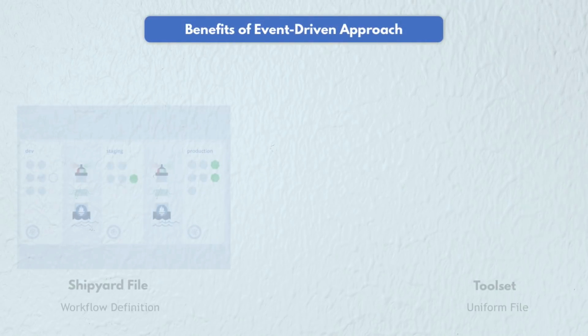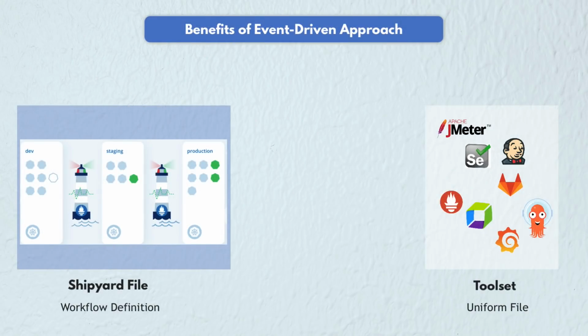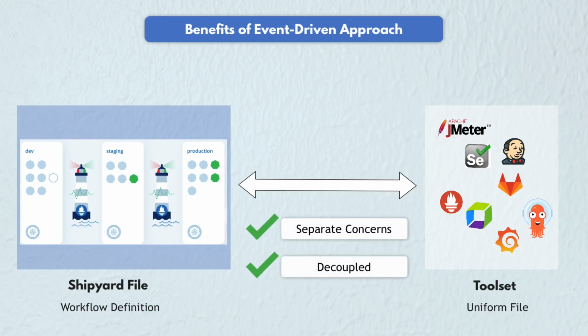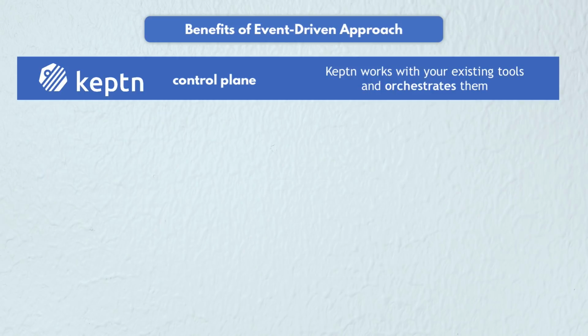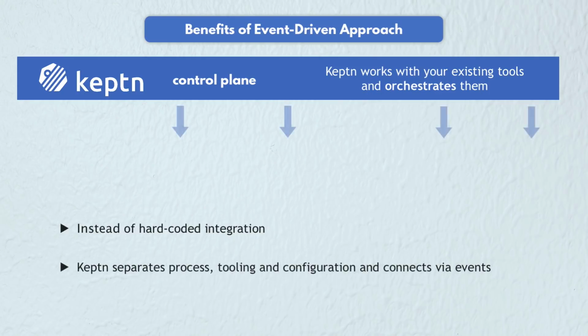So as you see, the workflow definition and the tooling is separated. That's on purpose to separate concerns. So Keptn basically gives you a tool to orchestrate other tools using events. This means instead of a code integration like with Jenkins, it works based on events. And this makes tool integration with Keptn very flexible.